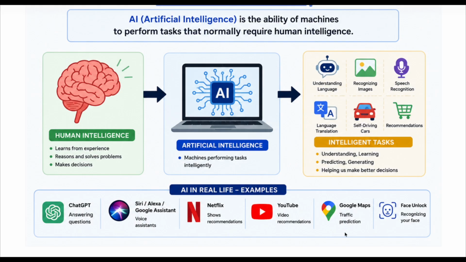When maps predict traffic and suggest faster routes, AI is helping analyze traffic patterns in real time. Voice assistants like Siri or Alexa can process speech and respond back to users. And tools like ChatGPT can generate answers, write code, and help with learning. So remember this: AI is already everywhere around us. It's not futuristic robots, it's intelligent software working behind the scenes.